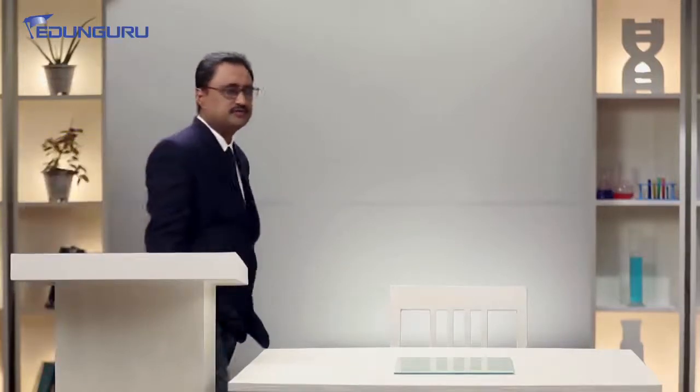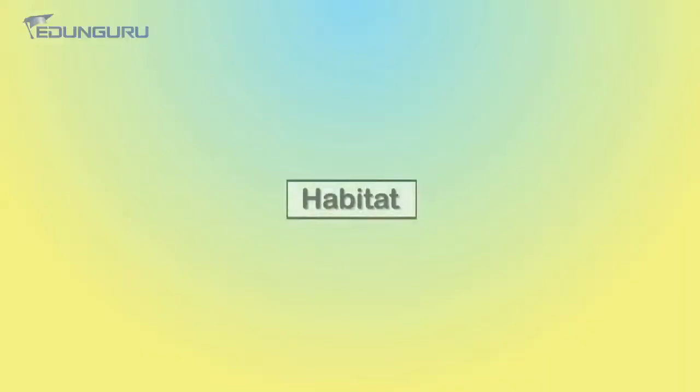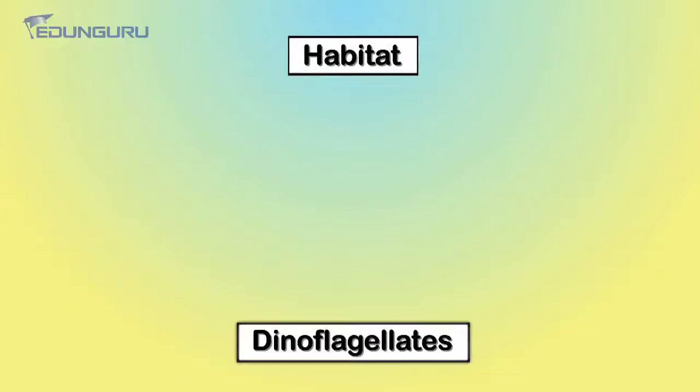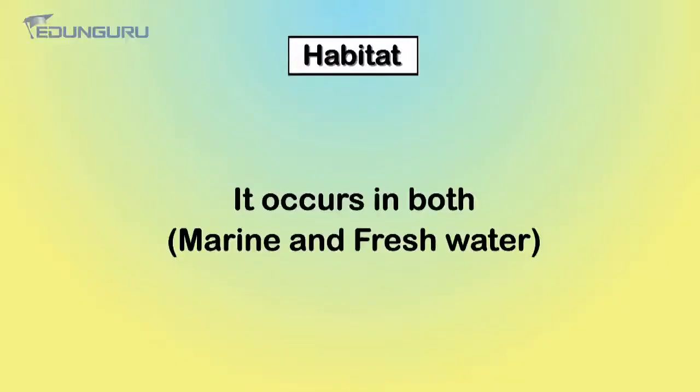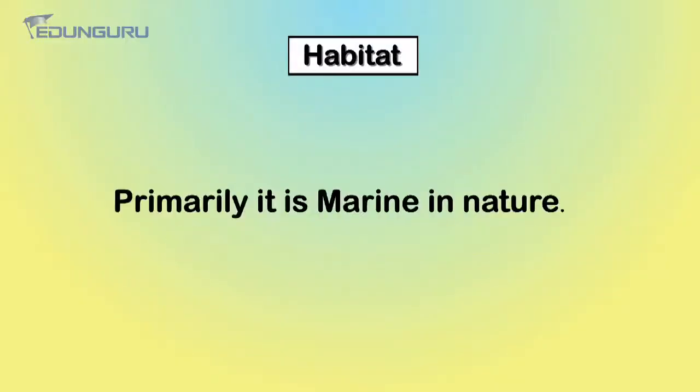So first of all, we will discuss the habitat. Let's talk about the habitat of dinoflagellates. We know very well it is aquatic. Dinoflagellate means two flagella, so naturally it has to be aquatic. Now again the question is the nature of the aquatic habitat, whether it is freshwater or marine water, right? The answer is that it occurs in both, but primarily it is marine in nature. So primarily it occurs in seawater.